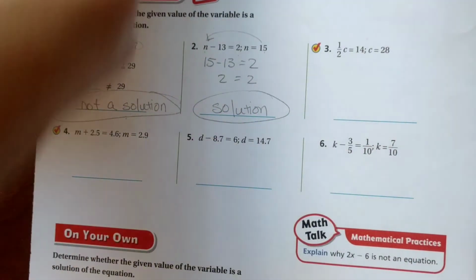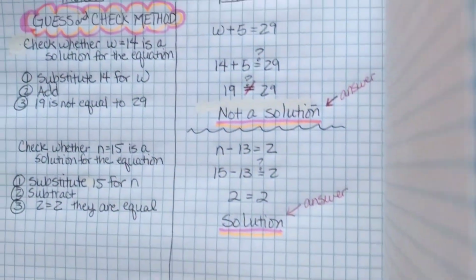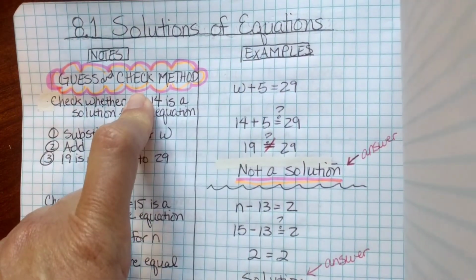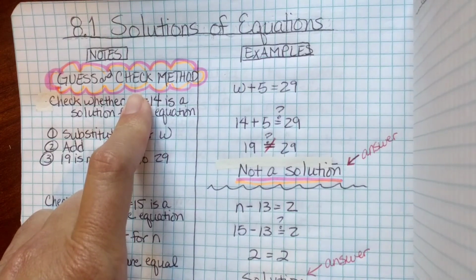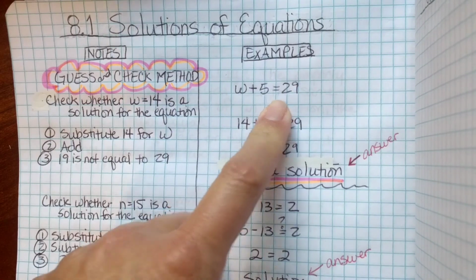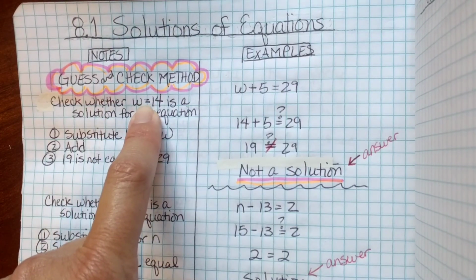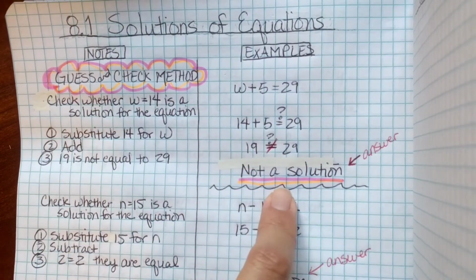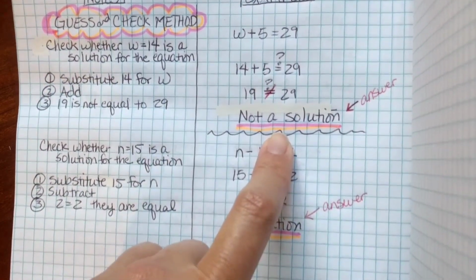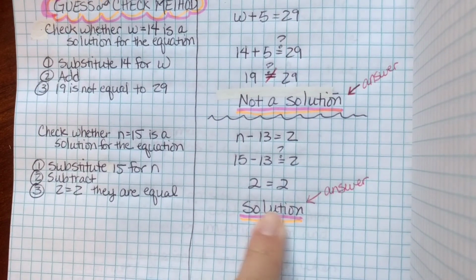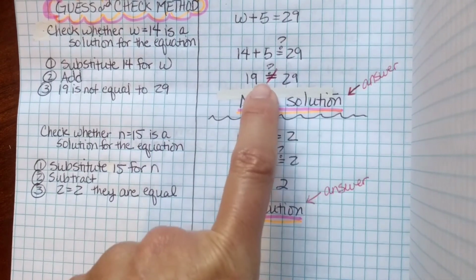Okay, let's take a look at our notes. Okay, so solutions of equations. Today we've only done the guess and check method. We're going to learn other methods later, but today's lesson is guess and check. We're given an equation. We check whether or not the number given is a solution for the equation. We work through it. The answer is either not a solution, or if we work through it like this one, is a solution. This is the answer, not this part.